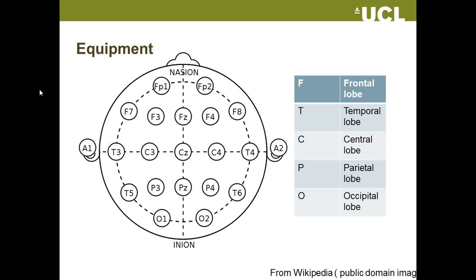The letters F, T, C, P, and O stand for frontal, temporal, central, parietal, and occipital lobes. The number represents the hemisphere position. The right hemisphere is represented by even numbers, and the left by odd numbers.